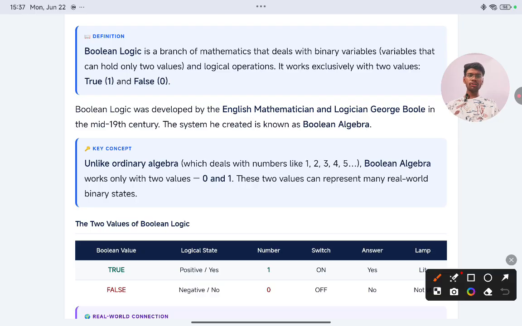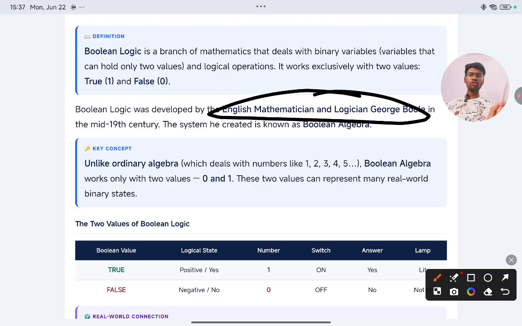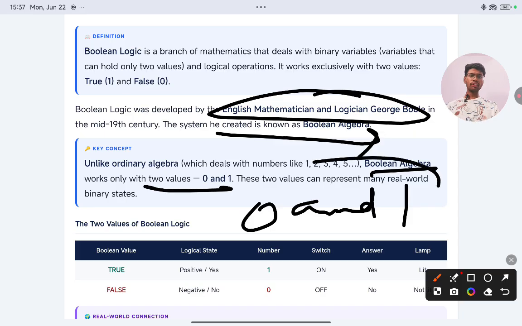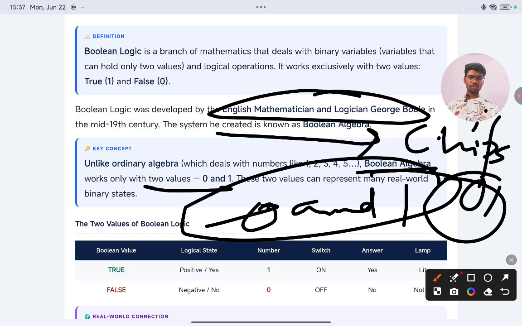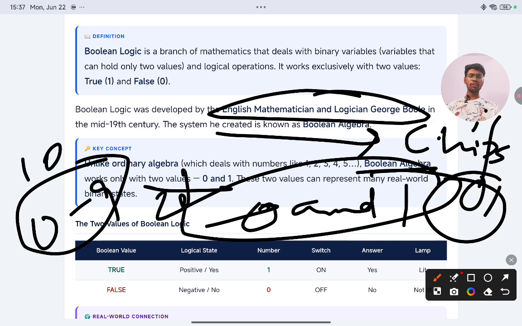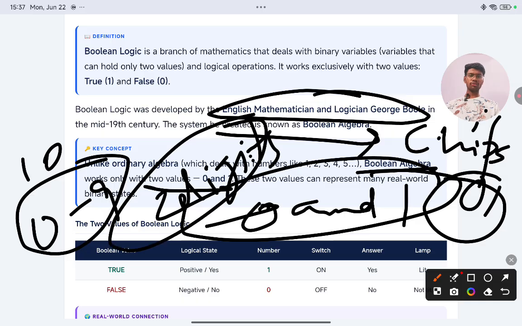It was developed by the English mathematician and logician George Boole in the mid 19th century, and he created a system known as Boolean algebra. This Boolean algebra works only with two values, 0 and 1, and it can represent many real world binary states. All the logical circuits, semiconductor chips, mobile devices, are done using only this binary language system, unlike ordinary algebra that deals with the decimal number system of 0 to 9, 10 digits. But here we only have two digits, as we know, right?